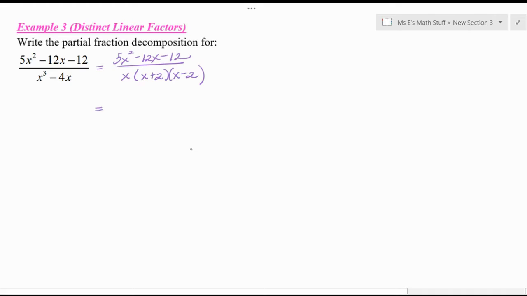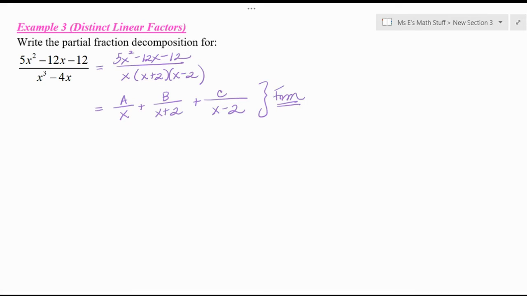And again, we have a distinct linear factors case. And so the form would just be a constant over your first factor, a constant over your second factor, and a constant over your third factor. And a comment for when we get to part 2, where we talk about special forms: the procedure is the same, but the forms just look a little different. So anyway, the procedure is the hard part. So hopefully that part's coming along fine.